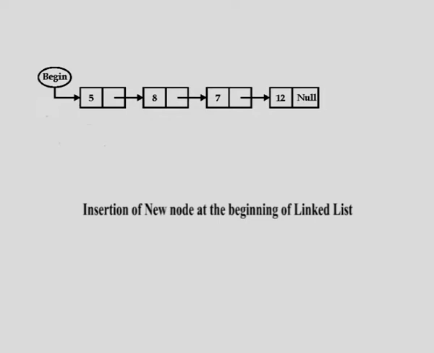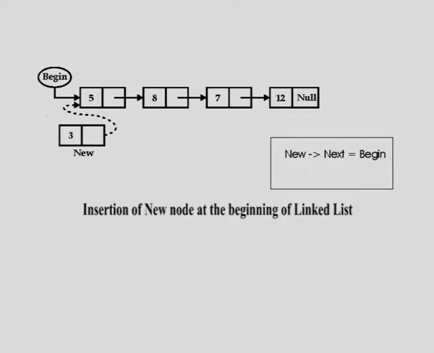But if the linked list contains one or more nodes, then the address of first node will be stored into next part of new node and the address of new node will be stored into list pointer variable begin. Look at this diagram. Here initially the linked list has 4 nodes. A new node will be inserted as the first node. So, the next part of node new will have address of node 5. The list pointer variable begin will hold the address of new node 3.